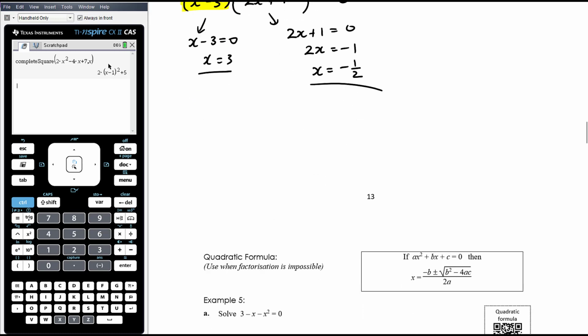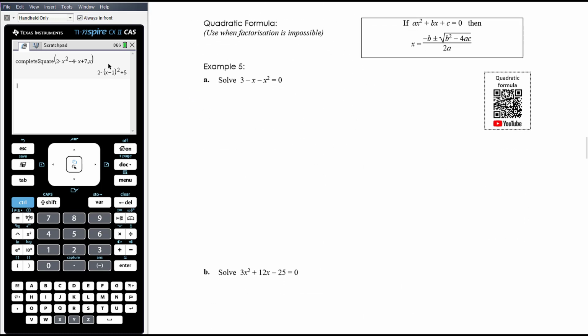Okay. If we can't factorize, we're going to use the quadratic formula. So here is our quadratic formula. That is a formula that you should know, okay? Negative b plus minus the square root of b squared minus 4ac all on 2a. That comes from taking this equation and solving it by completing the square.